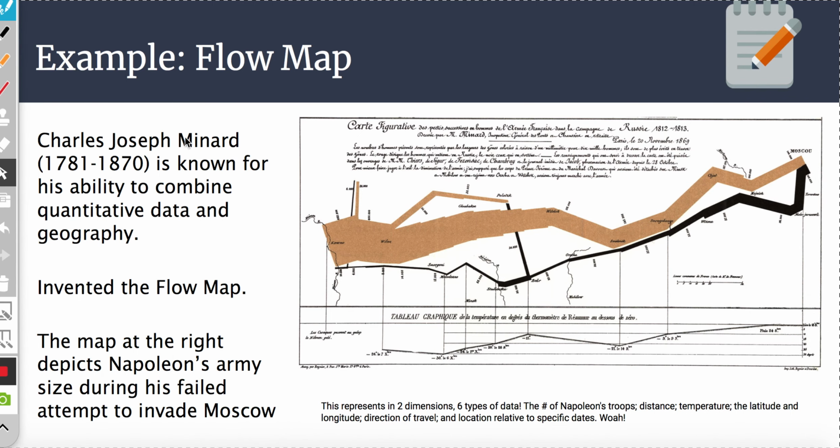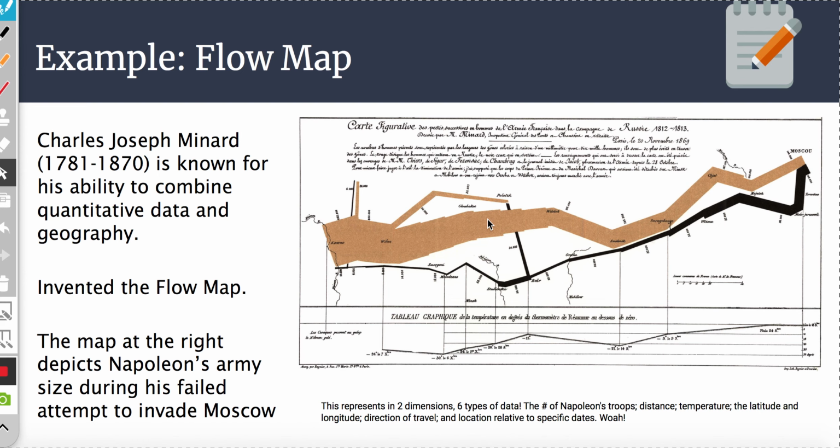This is a map that depicts Napoleon's army size during his failed attempt to invade Moscow in 1812. Now, it actually does much more than that. The graphic is in French, but it does much more than that. The width of these colors, these bars that spread across, the width of those things indicates the size of his army at that individual time. There's actually numbers measuring the size of his army. And it shows the direction where his army was walking at different times.